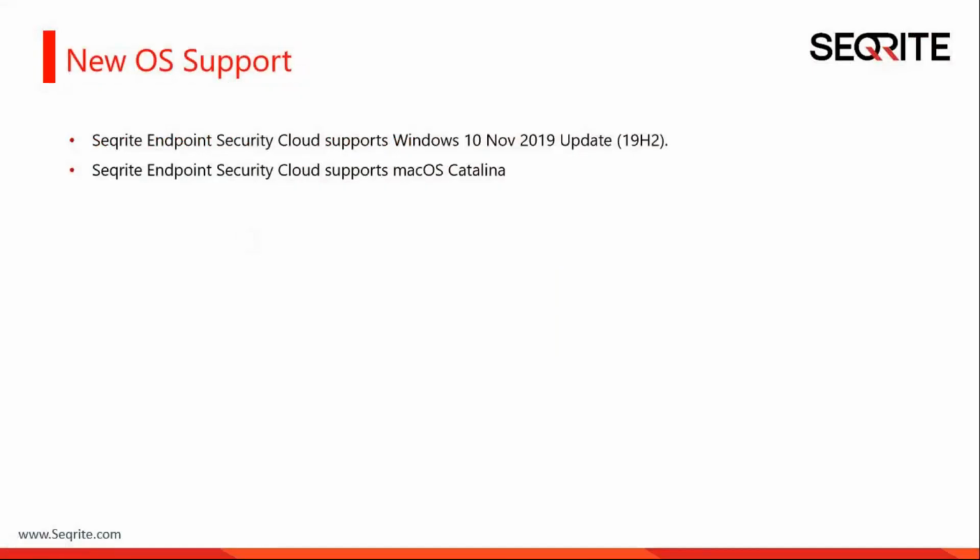We will support the Windows 10 November 2019 update, that is the 19H2 release. And in this release, we will support the macOS Catalina variant. So this is the first change.